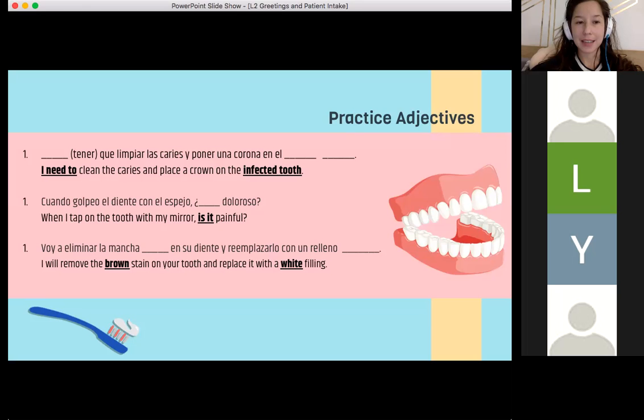Anyone want to take a stab? Tengo que limpiar las caries y poner una corona en el diente. And what's the word for infected? Infectado. Infectado. Yeah, very good.